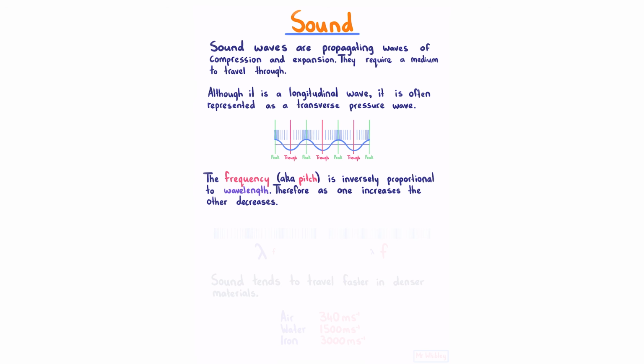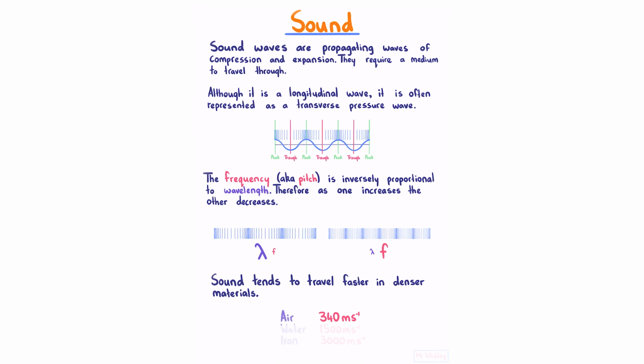So if we had the same wave velocity, a large wavelength is going to mean a lower frequency, and a smaller wavelength is going to be a higher frequency. Sound tends to travel faster in denser materials. So for example, we typically see sound traveling at 340 meters per second in air, and typically around 1500 meters per second in water, and in the ballpark of 3000 in iron.